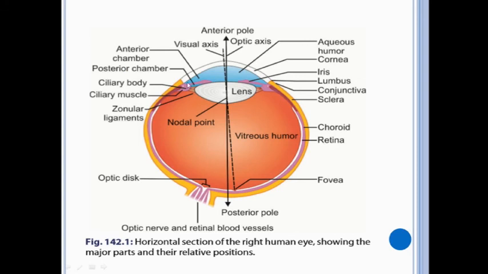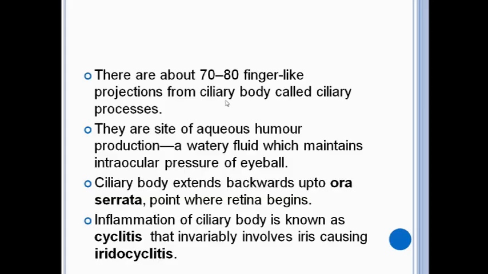So here you can see the ciliary body along with your ciliary muscles. And these are the sites of your aqueous humor production. Aqueous humor is a watery fluid which maintains the intraocular pressure of your eyeball. The ciliary body extends from where the retina begins.